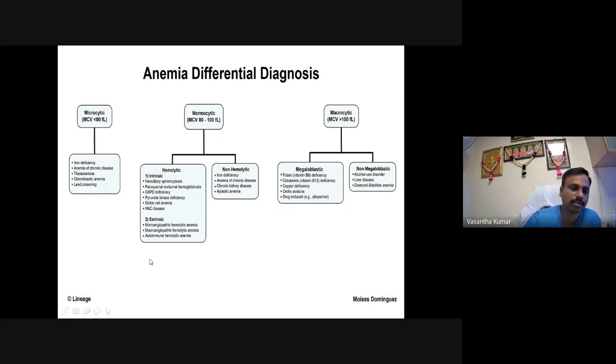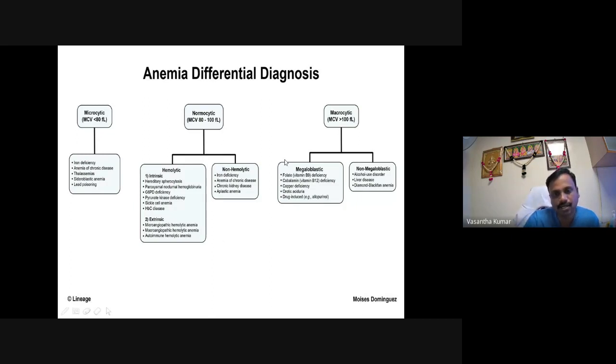that will cause hemolysis. And next is the extrinsic cause, like microangiopathic hemolytic anemia, which we call MAHA. That is, during the squeezing of these RBCs into the smaller blood vessels or capillaries, there is a lysis of these RBCs. The next is macroangiopathic hemolytic anemia, and the third is autoimmune hemolytic anemia, due to production of autoantibodies against the patient's or the body's own RBCs.